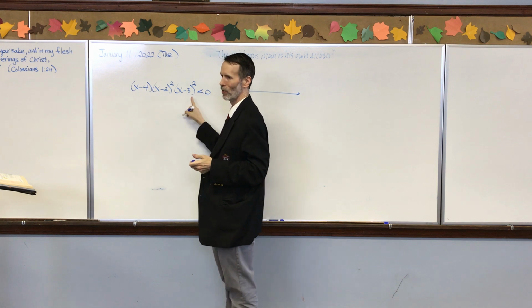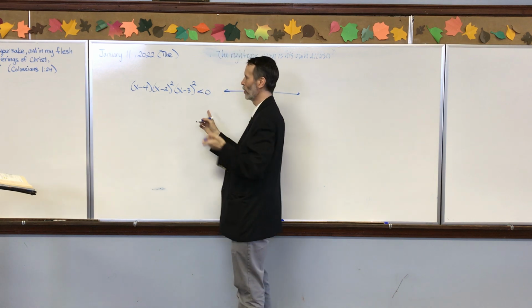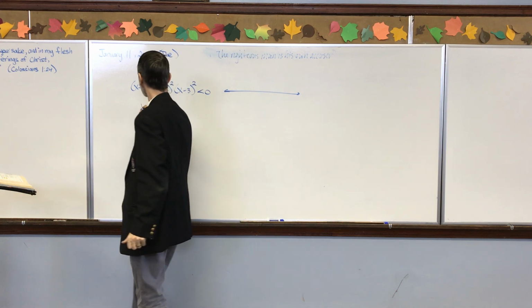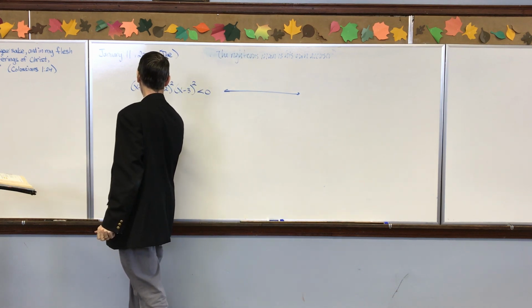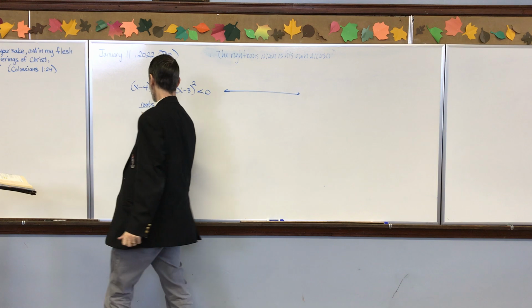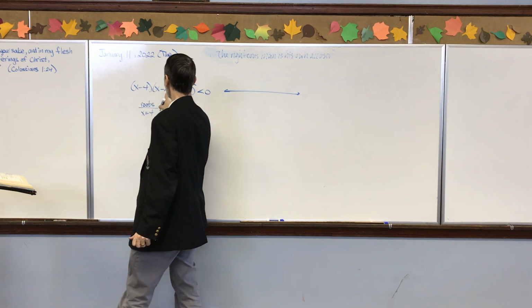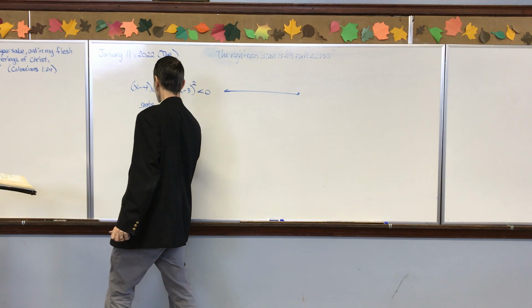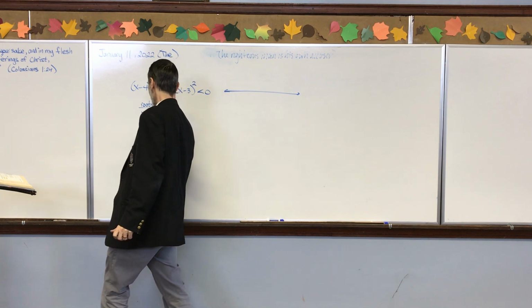I've got roots. There are no vertical asymptotes and no holes because we're not dividing by anything. So there are 5 roots in here. There's a root at x equals 4. There is a double root at x equals 2. And then there's a double root at x equals 3.